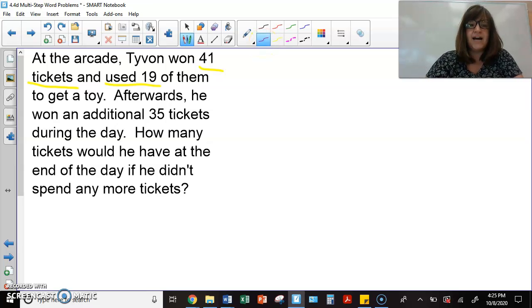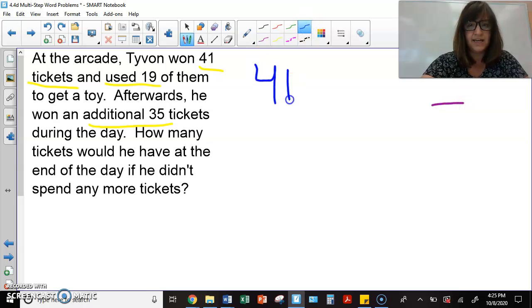So if I need to solve this problem, okay, he starts with 41, but then he uses 19. So I'm going to start with subtraction, okay? So I'm going to take my 41 tickets and I'm going to subtract 19.